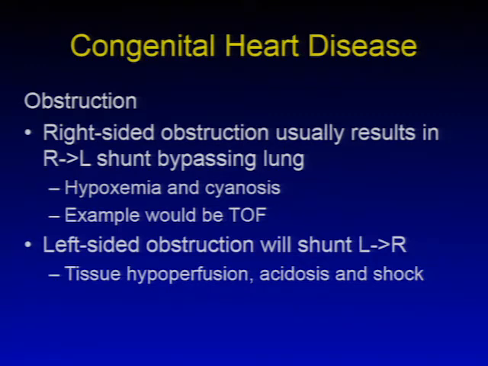An example of this would be tetralogy of Fallot, where there's decreased flow through the pulmonary valve and blood then shunts from the right to the left through a ventricular septal defect. If there's obstruction on the left side, this can often result in a left to right shunt. These can lead to either tissue hypoperfusion as well as acidosis and shock.